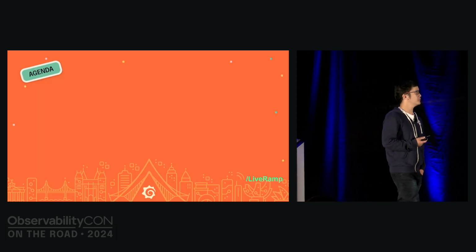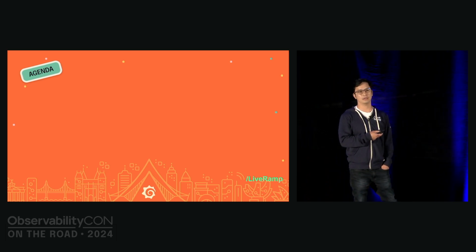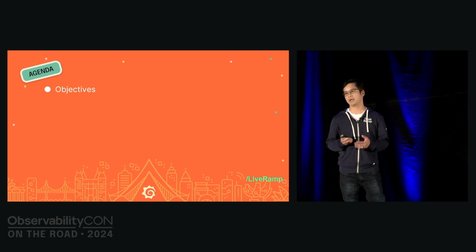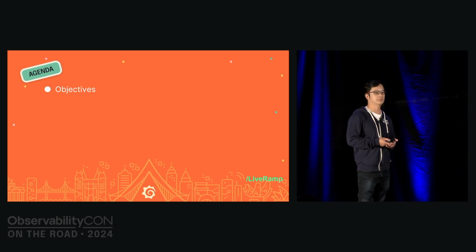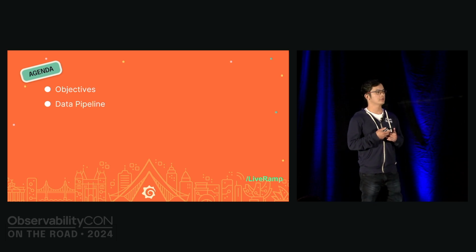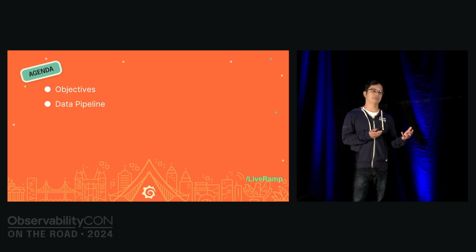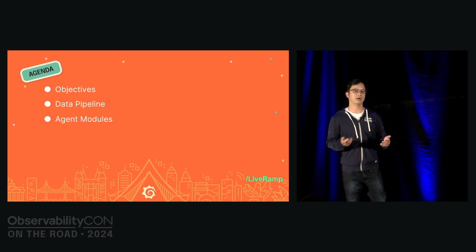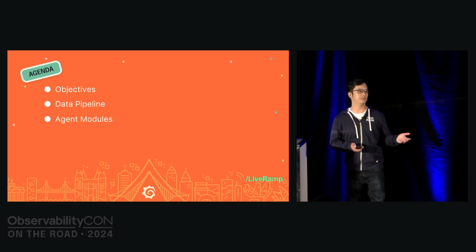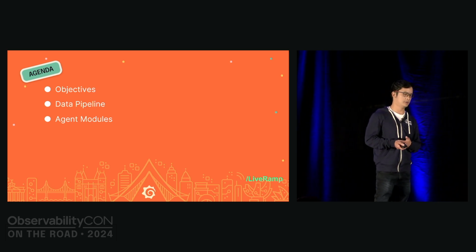So I want to walk you through our journey in implementing this observability as code at LiveRamp. So first, I'll talk about our main objective. What were we set out to do? And then I will show you the data pipeline that we created and implemented to meet one or two of those objectives. And then I'll show you the agent that we created in Terraform to meet the other set of objectives as well.